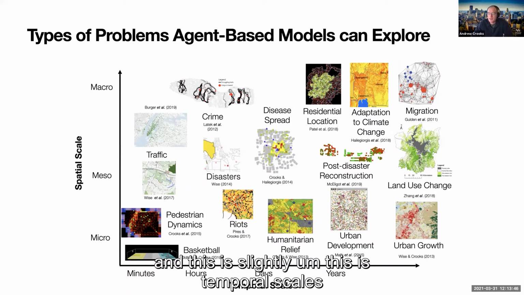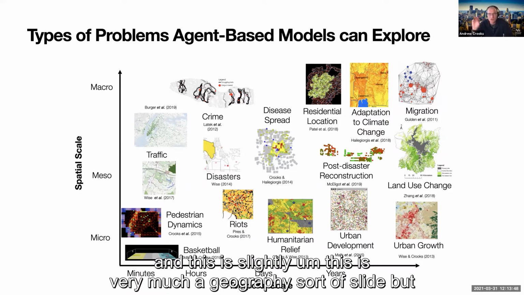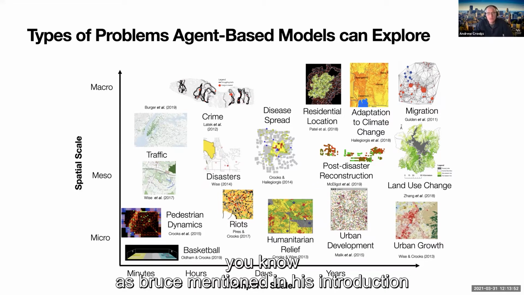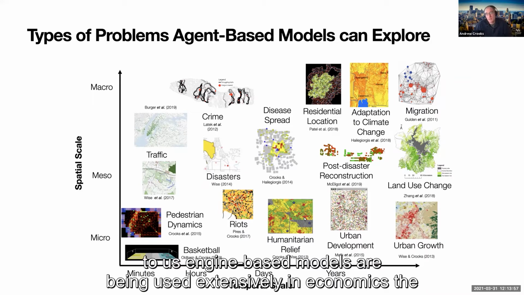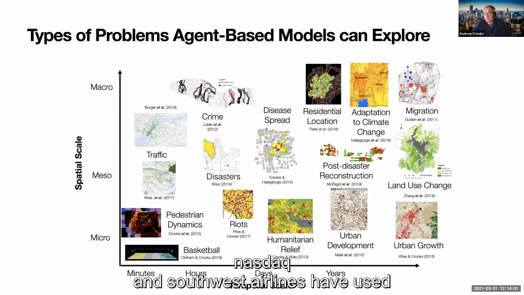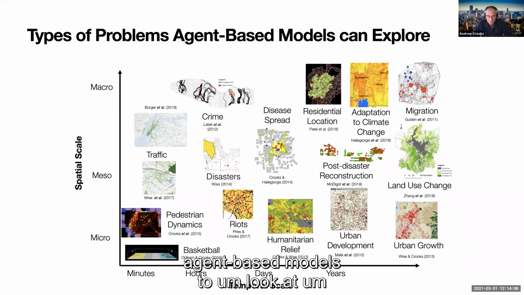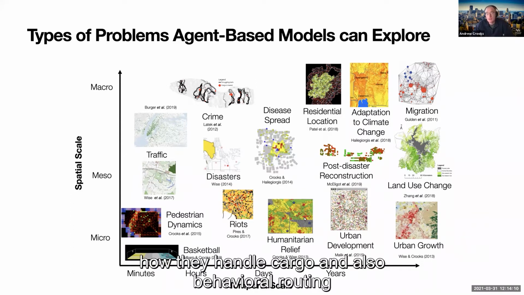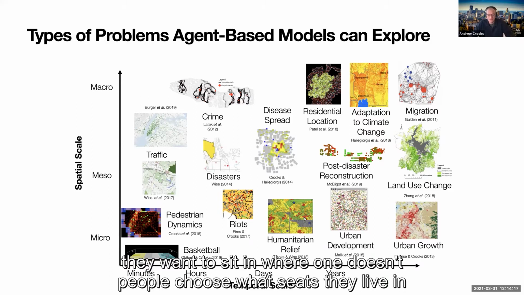And this is very much a geography sort of slide, but as Bruce mentioned in his introduction to us, agent-based models are often being used extensively in economics. The people who used agent-based models to understand the decimalization of the NASDAQ. Southwest Airlines have used agent-based models to look at how they handle cargo, and also behavioral routing, behavioral seat assignment. How do people choose what seats they want to sit in?